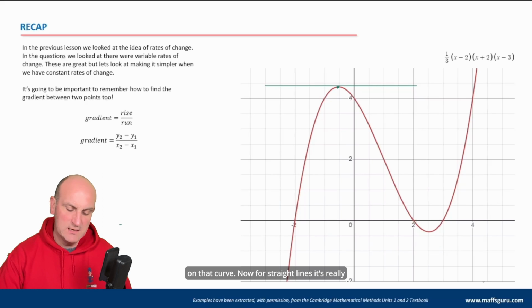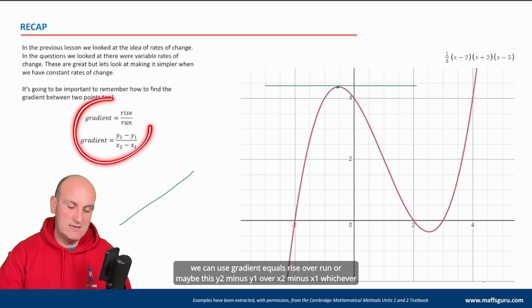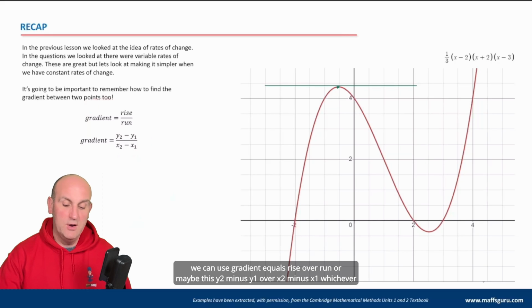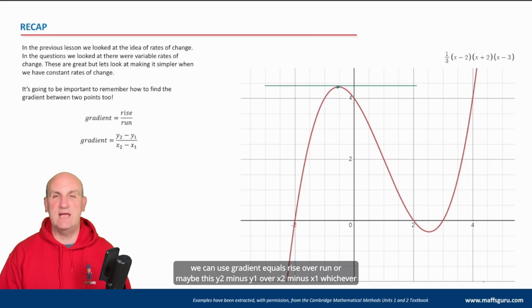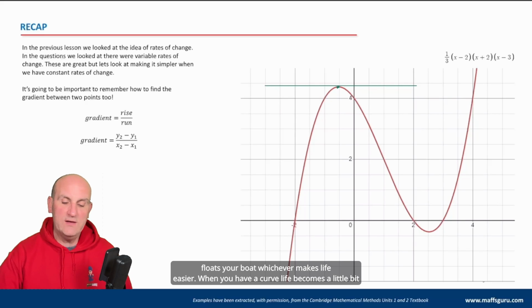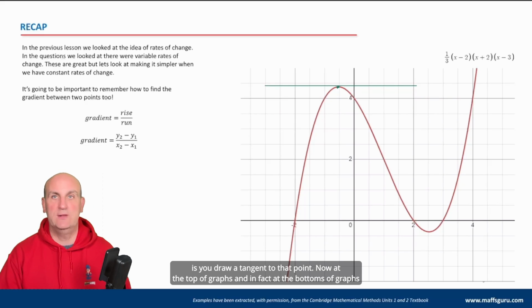Now, for straight lines, it's really easy to find the gradient. Why? Because we can use gradient equals rise over run, or maybe y2 minus y1 over x2 minus x1, whichever floats your boat, whichever makes life easier. When you have a curve, life becomes a little bit more complicated because you're trying to find the gradient at a point. And the best way to do that is you draw a tangent to that point.